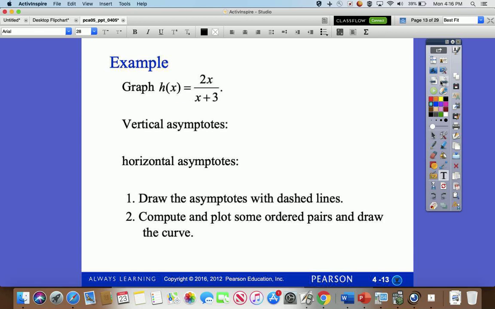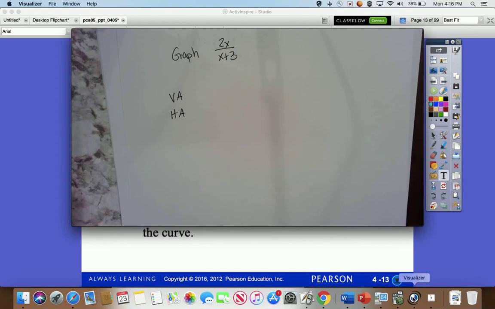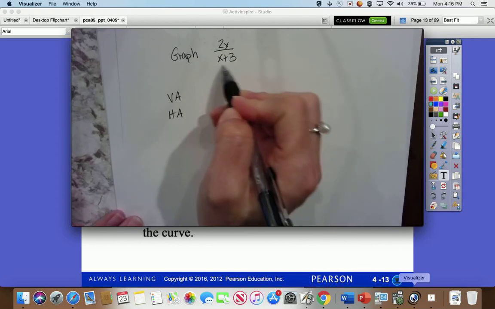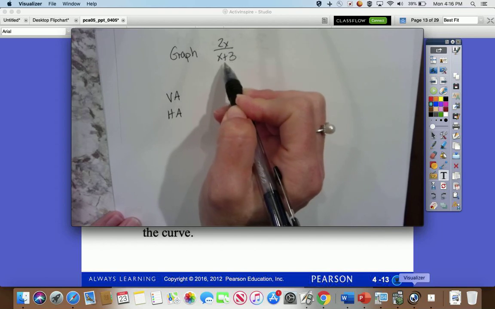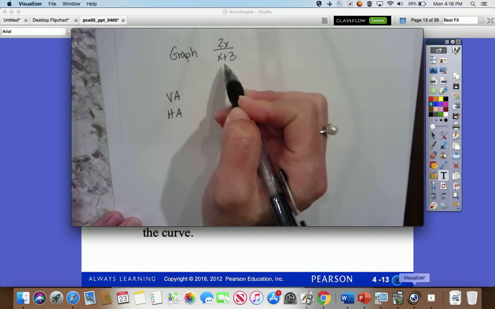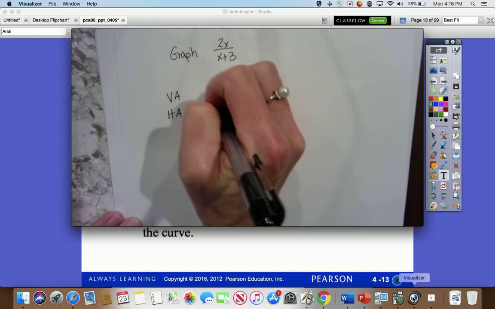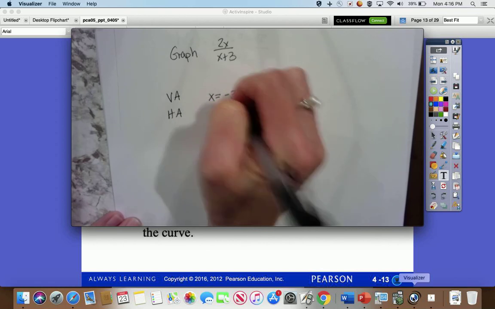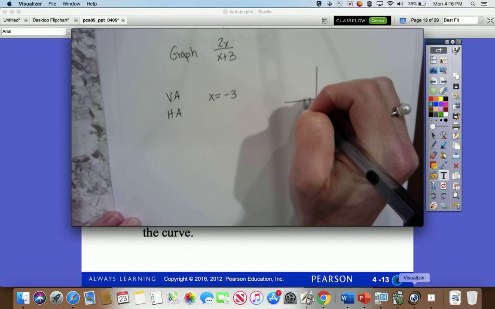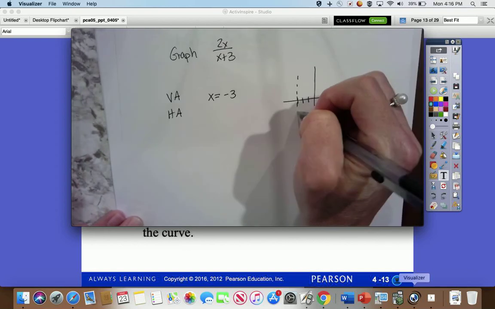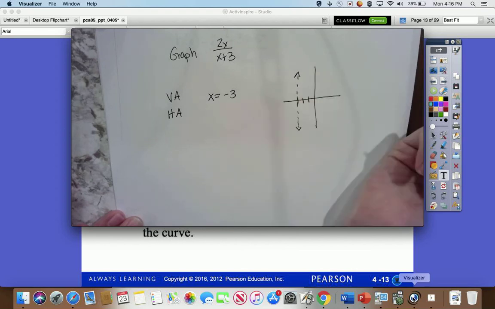Okay, so now we're going to look at an example, and we're going to find the vertical and the horizontal asymptotes. I'm going to have to write this one on paper. So vertical asymptotes, we look at the denominator. Nothing cancels out with the numerator. So what makes the denominator 0? A -3 would make this 0. So our vertical asymptote is x equals -3. If we were graphing this off to the side, I would go to -3 and put my vertical asymptote.